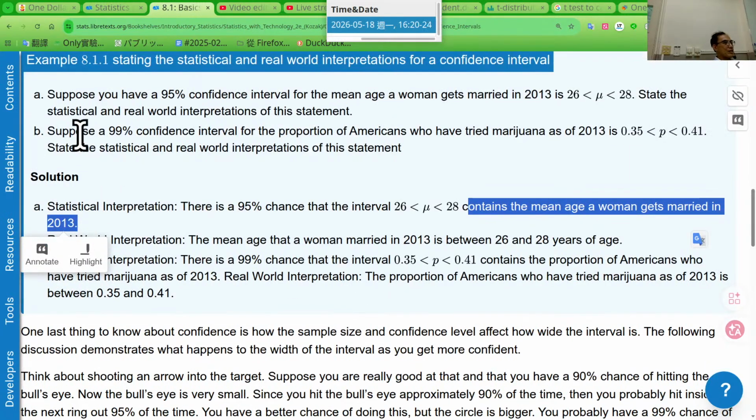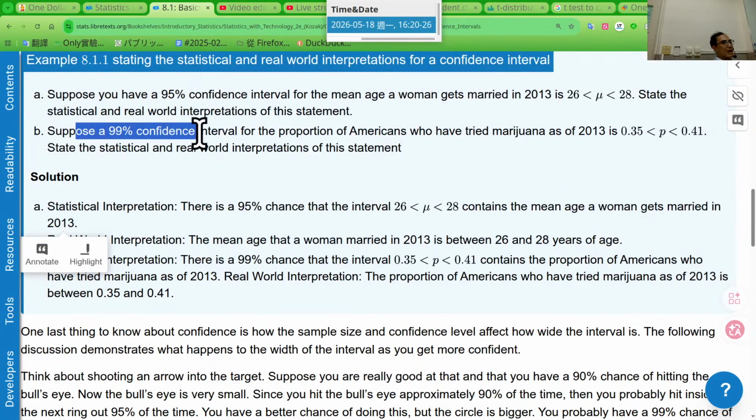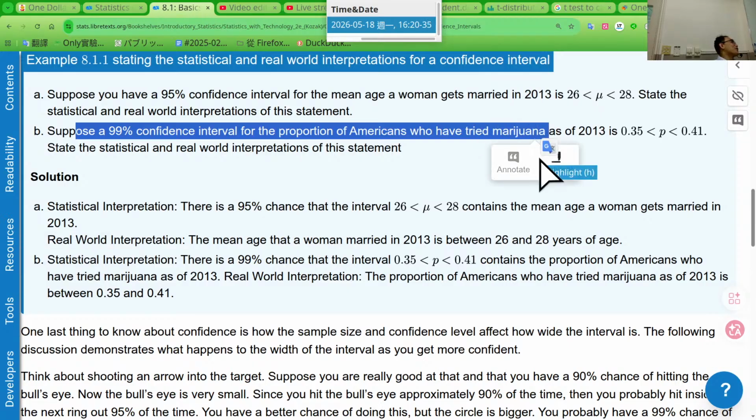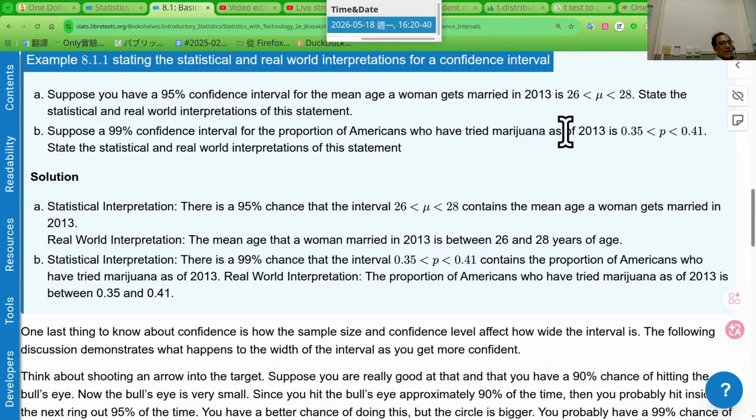The second question: suppose a 99% confidence interval for the proportion of Americans who have tried marijuana. Sure, it's illegal in Taiwan, but I heard that it is okay in the Netherlands. Maybe we can move to Europe to learn something like this. The proportion range is between 0.35 and 0.41.